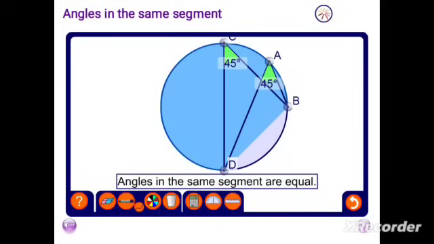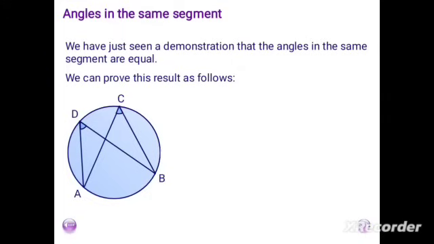Well, now let's move to angles in the same segment. Angles in the same segment. We have that angles in the same segment are equal, and we are going to show proof for this. We have just seen a demonstration on the angles in the same segment being equal. Now we can prove this result.